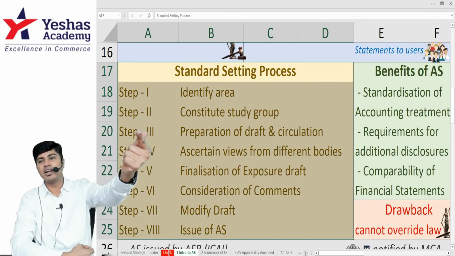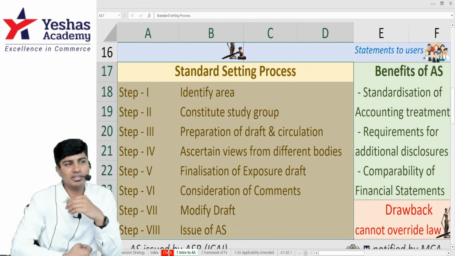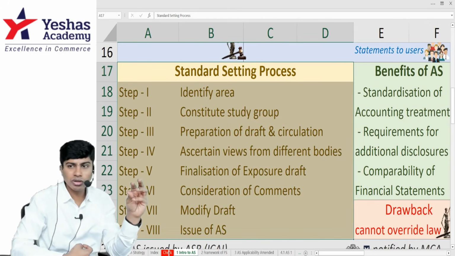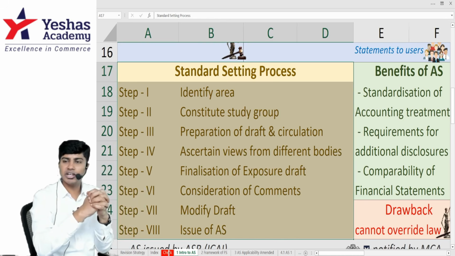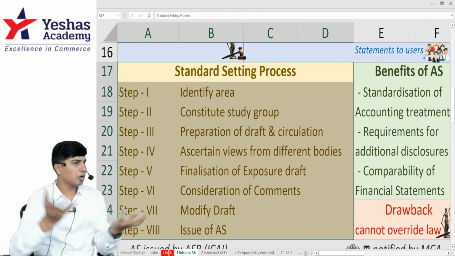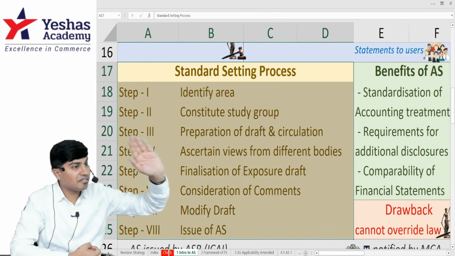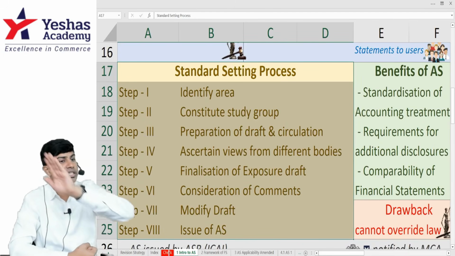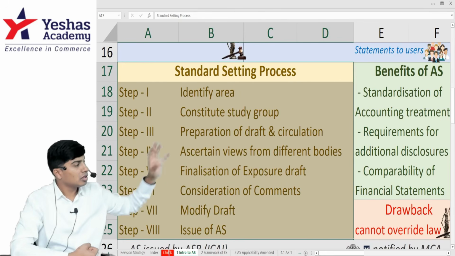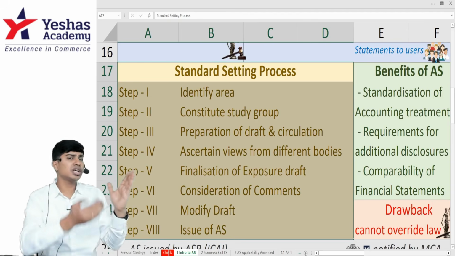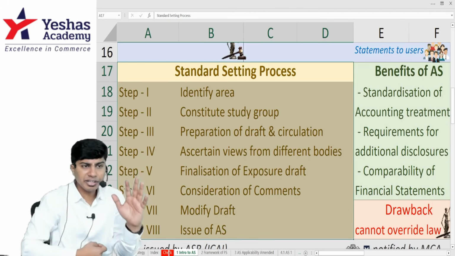Then they come out with one final draft. That is the birth of an accounting standard. What will happen first? We'll identify the problem area. Then you create one study group of intellectual people. They study the problem and come out with a draft solution. This draft solution will be circulated to different bodies. They will check, they will correct, they will give suggestions.